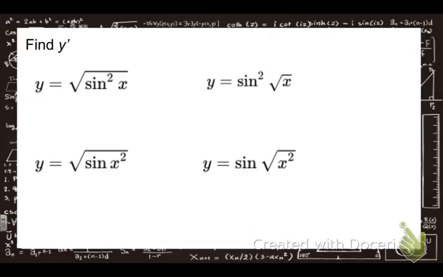So why don't you guys go ahead and try these two problems. Put the video on pause and rewrite them first, and then go ahead and try to find the derivatives. When you're ready to push play and watch the solutions, then go ahead and do that.